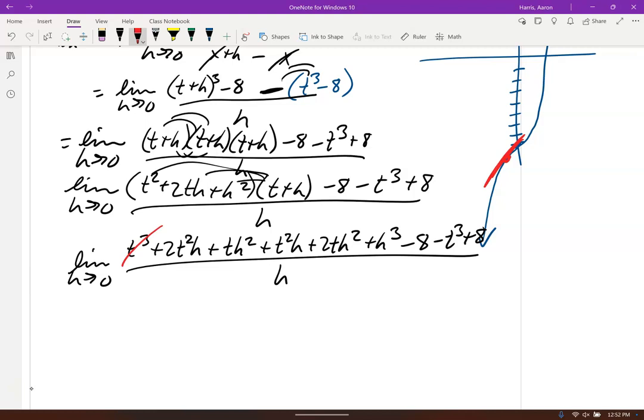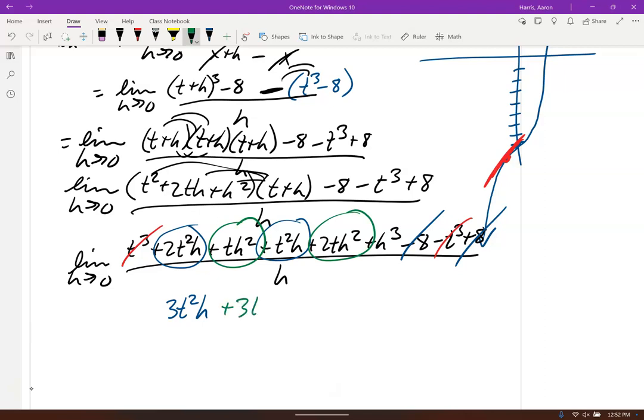Now, notice a t cubed minus a t cubed, that's gone. I got a minus 8 plus 8, that's gone. Let's see, anything else? 2t squared h plus another t squared h, so that's 3 of those t squared h's. And then I have th squared plus 2th squared is 3th squared. And then it looks like I have an h cubed on the end here. And this is all over h on the bottom.